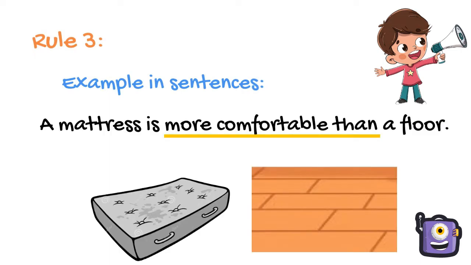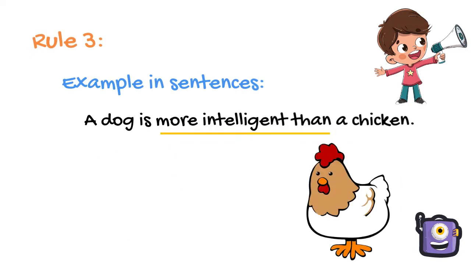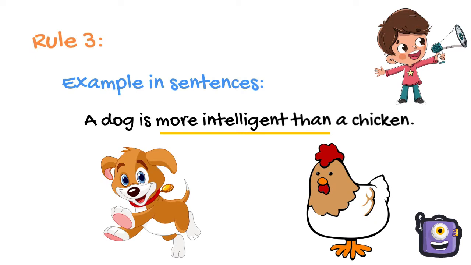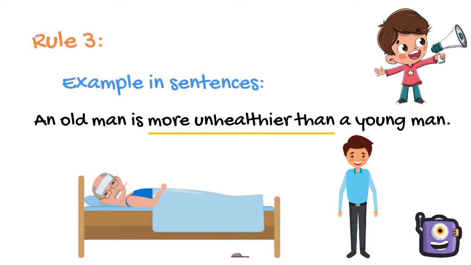For example, in sentences, repeat after me. A mattress is more comfortable than a floor. A dog is more intelligent than a chicken. An old man is more unhealthier than a young man.